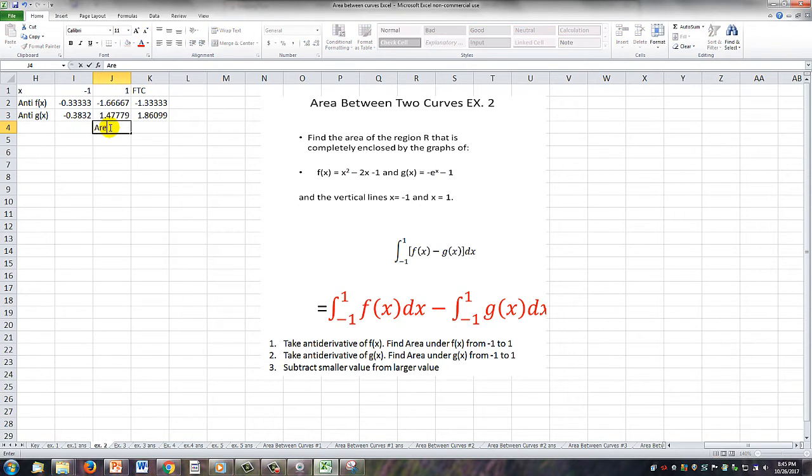And then to find the area between, you just basically look, and whichever is bigger, you would start off with that. So g of x I would click on first, and then minus the -1.33 I would go next, and that gives you your area between the two curves.